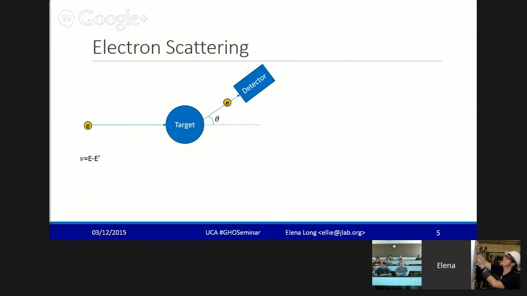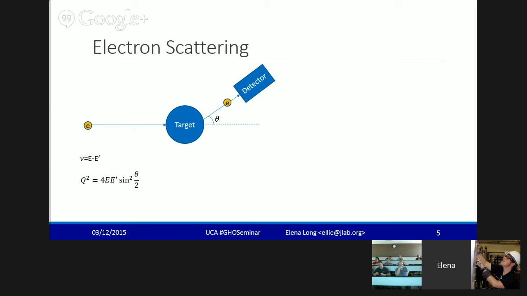So some important quantities are going to come up over and over again throughout the rest of the talk. The first is a quantity called nu, which is the energy transfer. It's basically the difference in energy from the incoming electron to the energy of the outgoing electron. What that tells us is how much energy gets transferred to the target nuclei and gets shot out the other side. So even though we're only looking at the electron, it can give us valuable information about these interactions that go on.